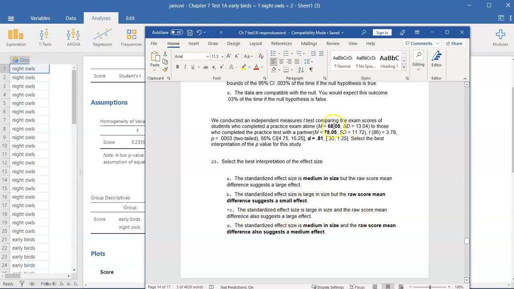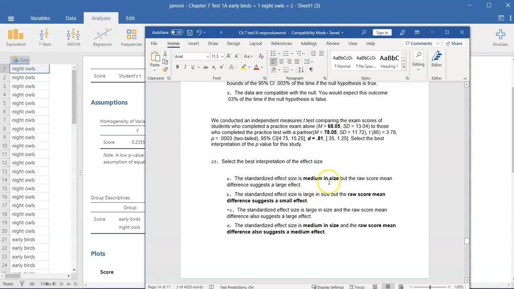If you look at the means, the mean difference is 10%, and this is an exam situation. So an exam score difference of 10% is a full grade. That's a situation where we can interpret the mean difference, and that's a pretty large effect. So yeah, C is your right answer.